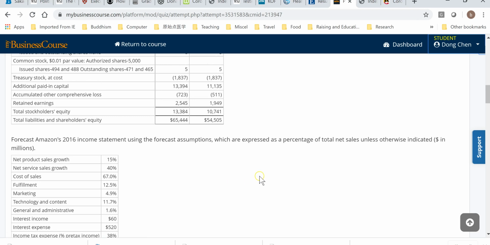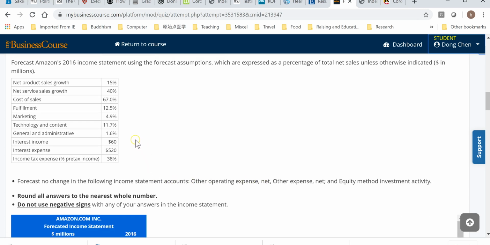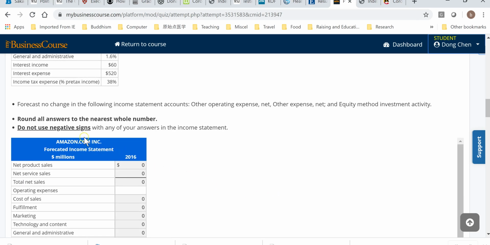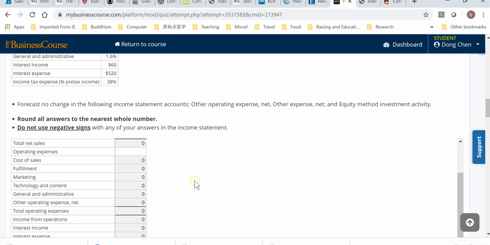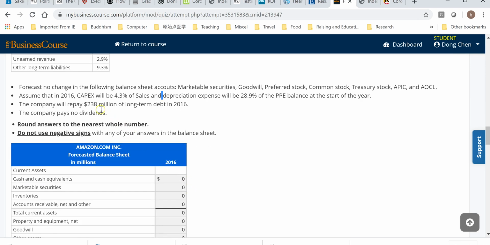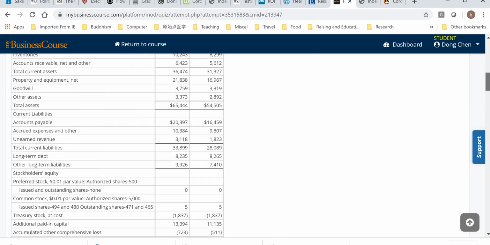That's the assumption here. And if there's no such ratio provided, then the setup also says that some items won't change. So we can use that information as well. And then we need to pay attention to the rounding requirement. It says to round all your answers to the nearest whole number and do not use negative signs. And that applies to both income statement forecasting and balance sheet forecasting. And for the balance sheet forecasting, we are also provided with the information of the capital expenditure, depreciation expense, and long-term debt. And with that, we can start our forecasting.